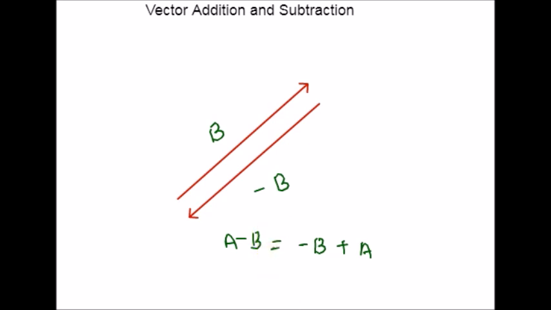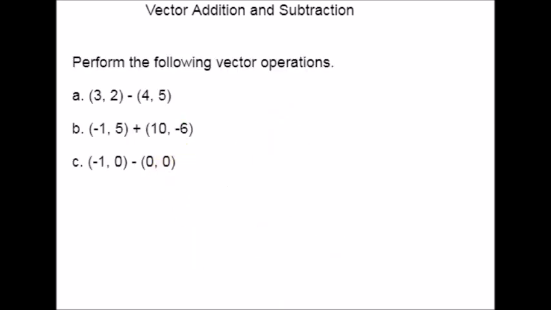Here is the example. We are supposed to perform the vector operations that are given in the question. First one is subtraction, then addition and subtraction. So in each case, we have to add or subtract the corresponding coordinates to find the result. The one helpful way to check your answer is to draw the vectors on a graph, show the addition or subtraction, and compare the results. For this one, the subtraction: 3 minus 4 is minus 1, and 2 minus 5 is minus 3. So minus 1 comma minus 3. You can compare your results with the graph.